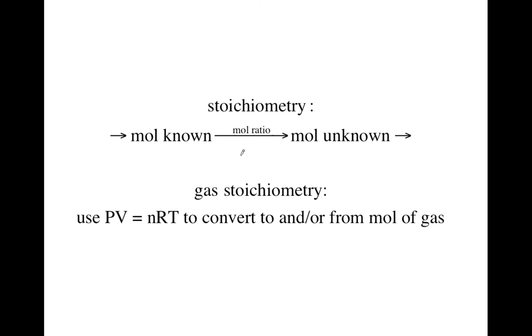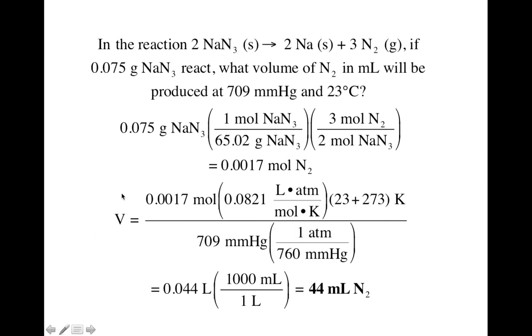Remember that the key step in stoichiometry is to use the mole ratio from the balanced chemical equation to convert from moles of the known chemical to moles of the unknown chemical. The only new thing in gas stoichiometry is you're going to use PV = nRT as your way of converting to and from moles if one of your chemicals is a gas. So let's do two examples.